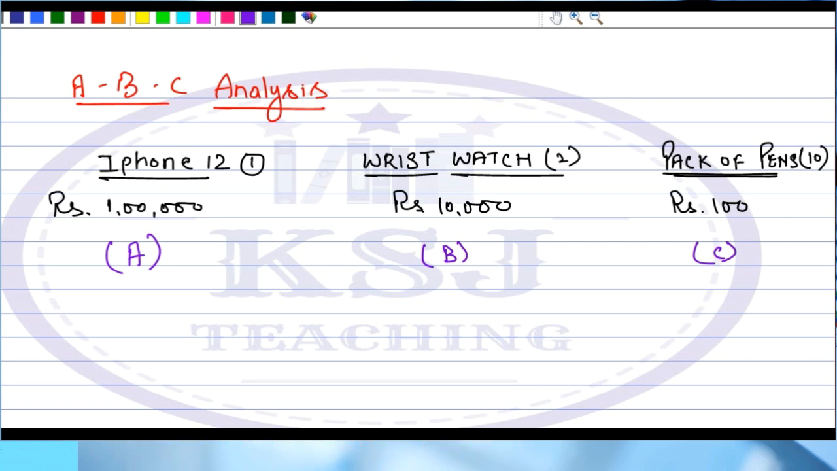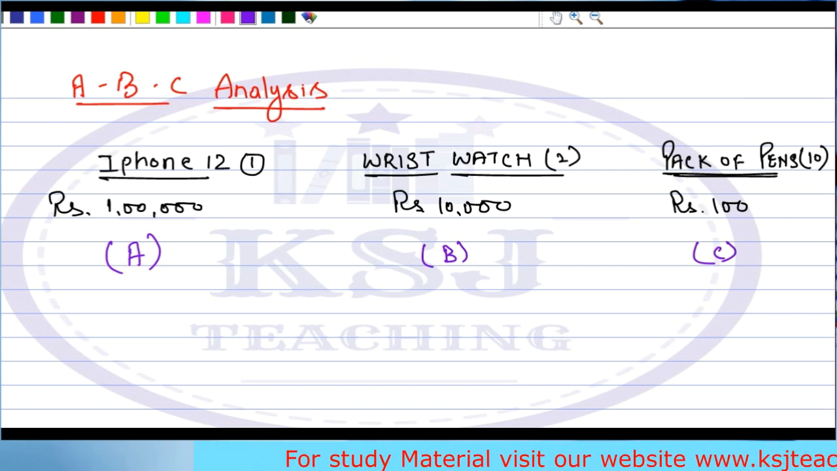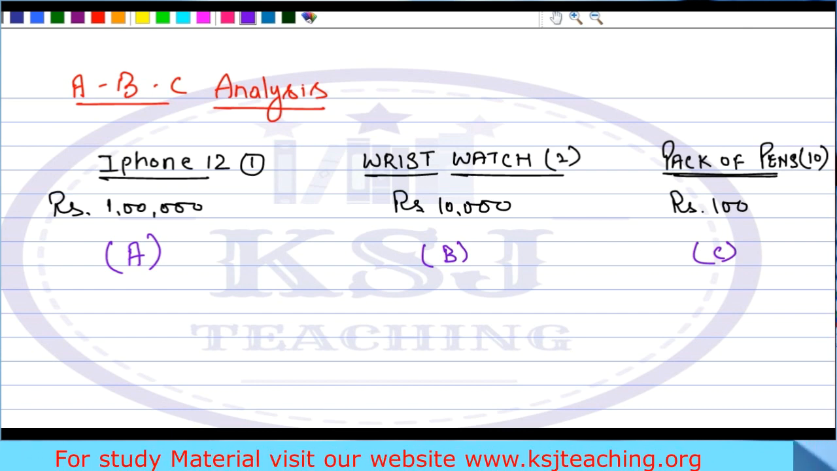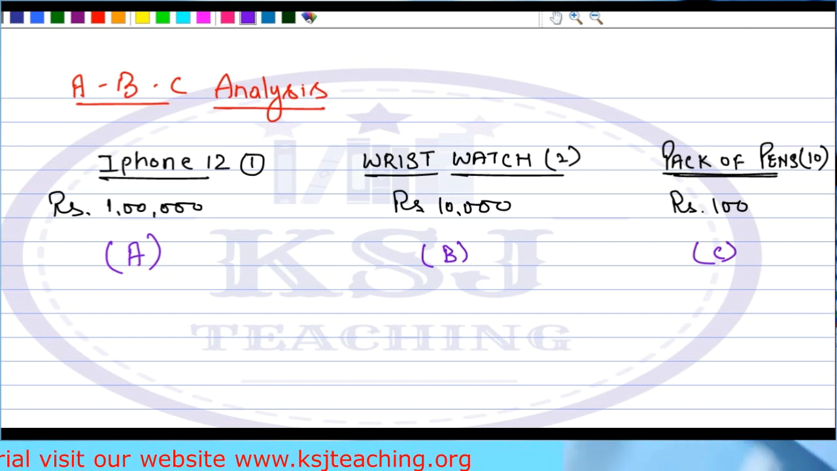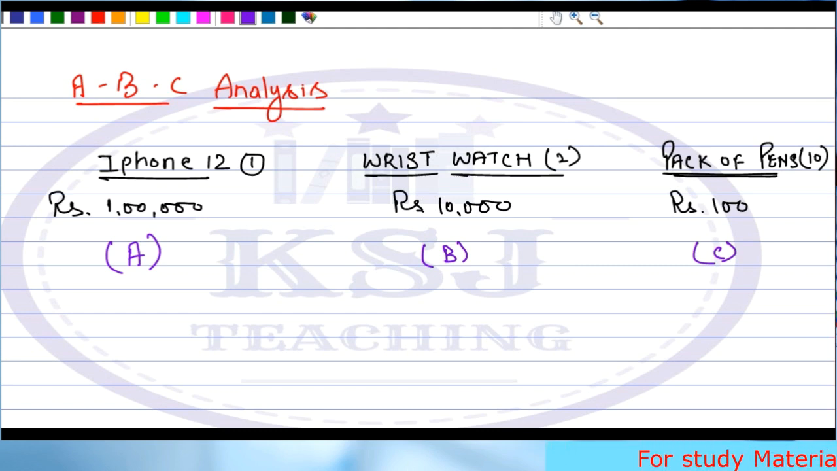Are you getting this? So I have written ABC here. A stands for those items which are the costliest. Their number may be less, but in value, they hold the maximum value. B items, medium range items. C items, their number may be more, but the value is very small. This is known as ABC analysis.